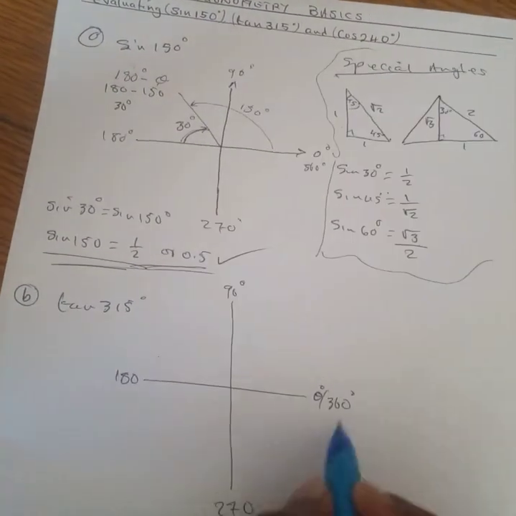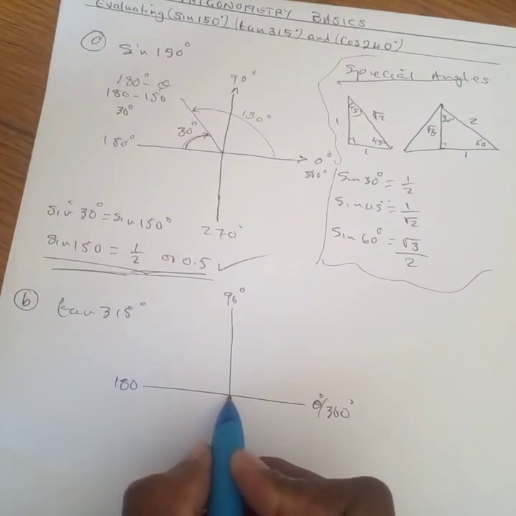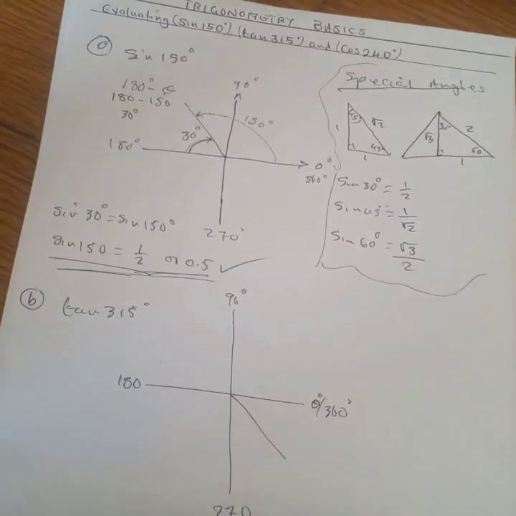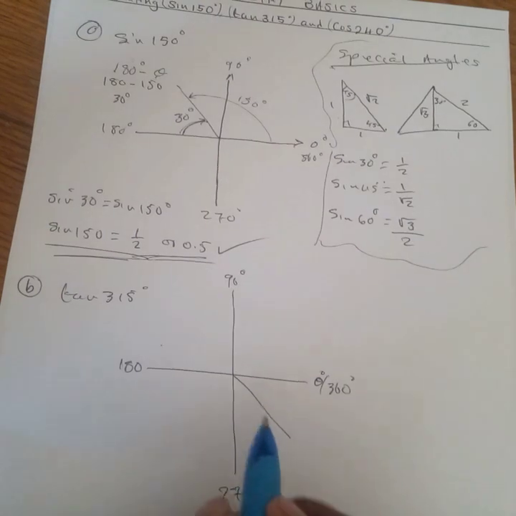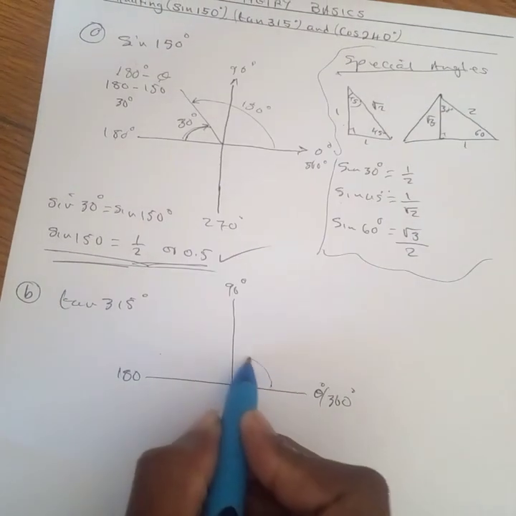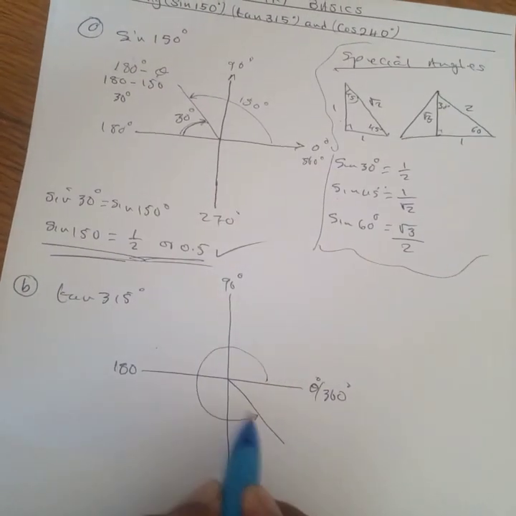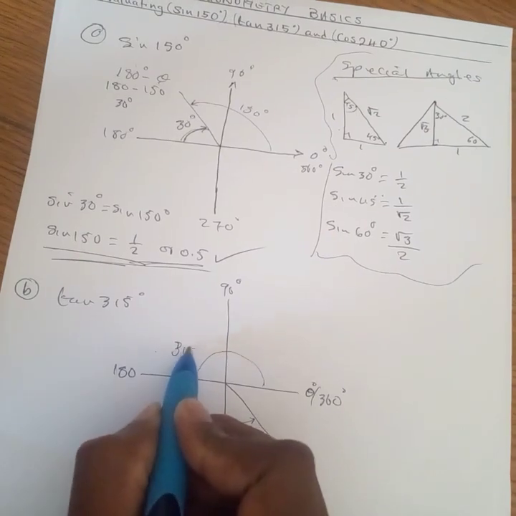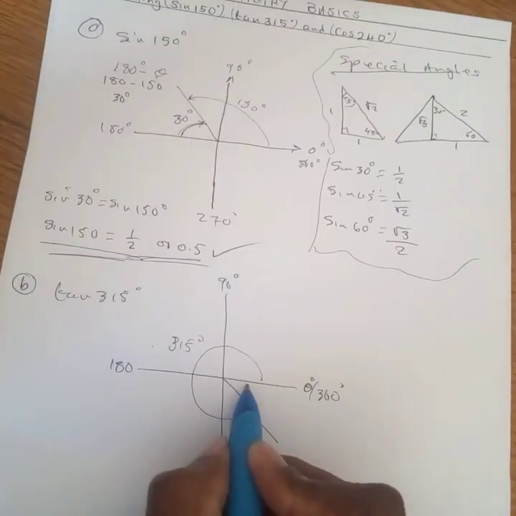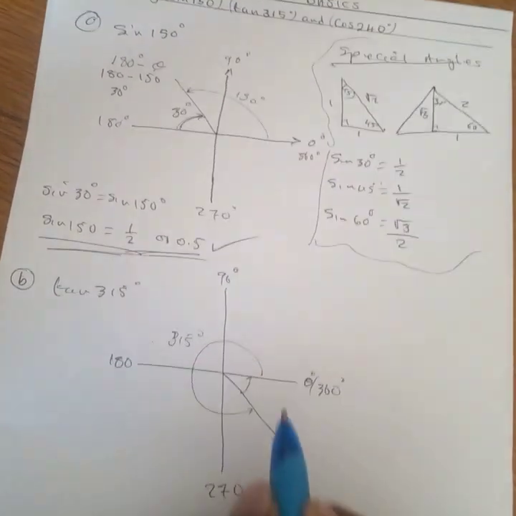So it will be in between in the fourth quadrant. We are going to draw the terminal ray here and indicate the reference angle. We can show that this angle is from 0 all the way to here. It is 315 degrees.